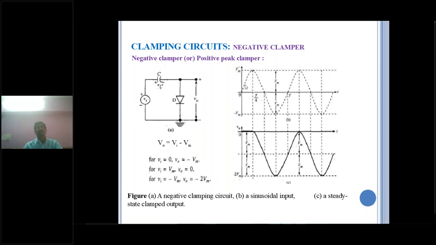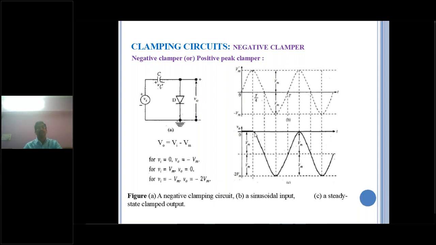In the first quarter cycle the input value Vi is greater than 0. It reaches its maximum peak value at small t equal to capital T by 4. Within this waveform, 0 to capital T by 4, the diode will be in forward bias condition, acting as a short circuit. Once it acts as a short circuit, the capacitor will be charged to the peak value. The capacitor charging value Vc equals Vm. Similarly, whenever this capacitor is charging, what is the output voltage across the diode? Because the diode in the first quarter cycle acts as a short circuit, the output across it is 0. That's why the output waveform in the first quarter cycle, 0 to T by 4, will be 0.